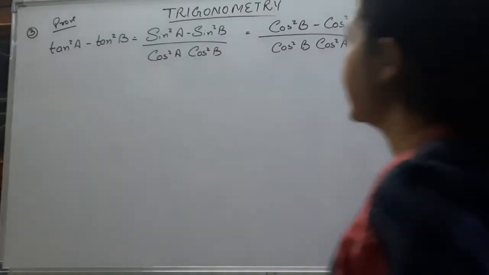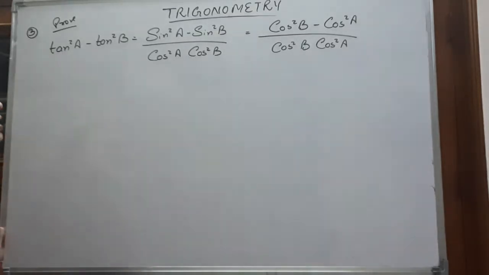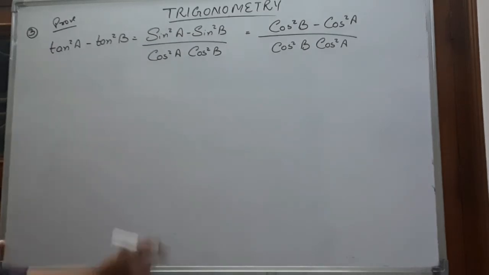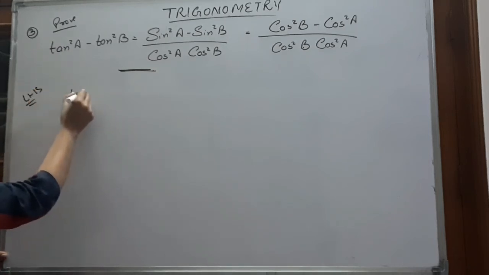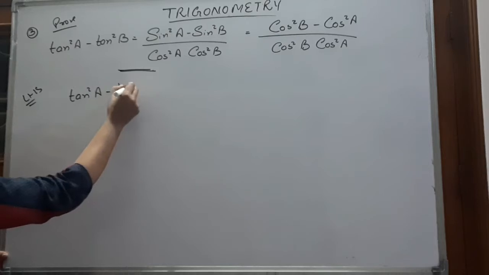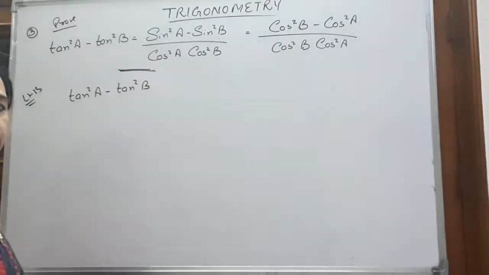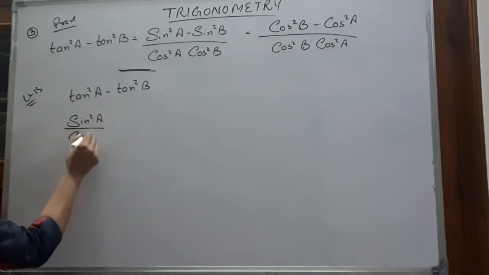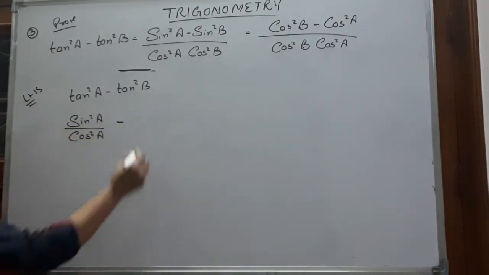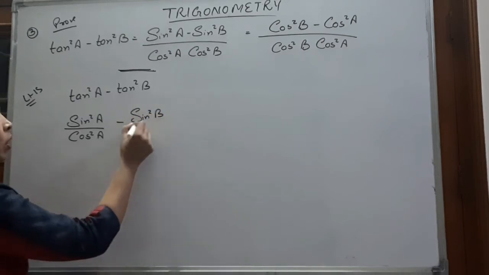We have to prove that tan square a minus tan square b is equal to sin square a minus sin square b upon cos square a into cos square b, and this same term is also equal to cos square b minus cos square a upon cos square b into cos square a. Let's take first these two terms. Here left hand side is tan square a minus tan square b. What is tan? Sin a upon cos a. In place of tan square a, we can write sin square a upon cos square a, and tan square b is sin square b upon cos square b.